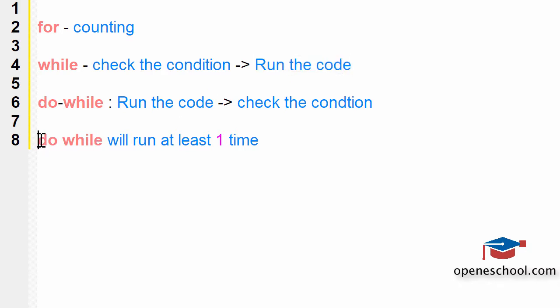So when you are using the do while loop, please keep in mind that the do while loop executes at least one time and then it checks the condition. So it might not execute the second time, but every do while loop that you write will execute at least one time before it can check the condition.